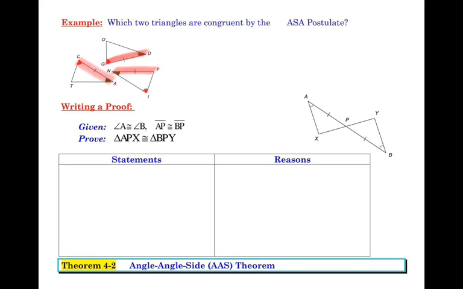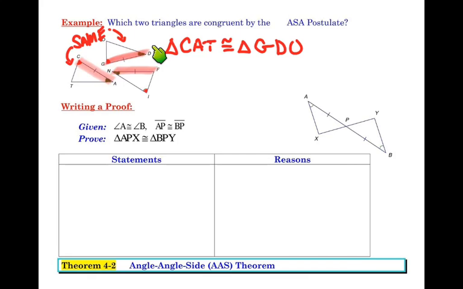And so when we name these triangles, we need to make sure that we have the corresponding parts match up. So if I say triangle CAT, I look for in my triangle what matches with C. Well, C matches with G. So that starts with G, D matches with A, and O matches with T. And so even though it's tempting to say CAT is congruent to DOG, the way that these are labeled, that's not true in this case.